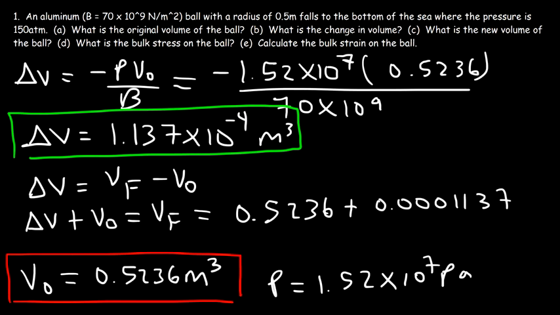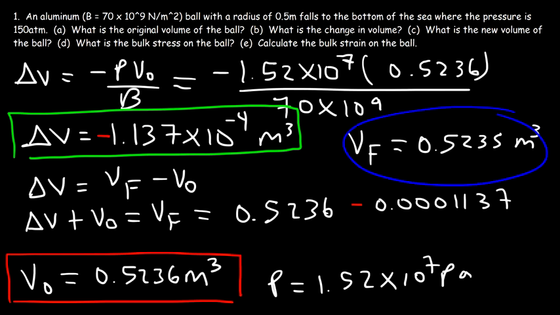Now keep in mind, the change in volume is really supposed to be negative. So let's not forget that negative sign. So let's get rid of this plus sign, and that's supposed to be a minus sign. So it's 0.5236 minus 0.000137. So the new volume is a little bit less. It's 0.5235 cubic meters if you round it.